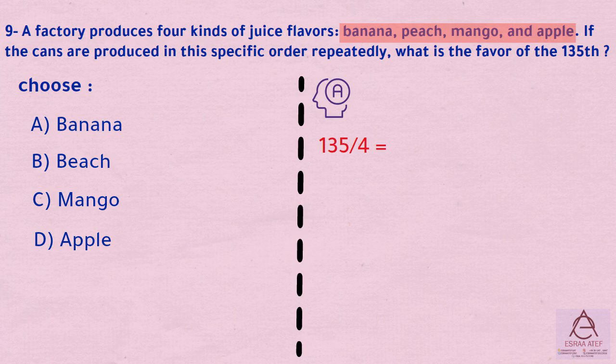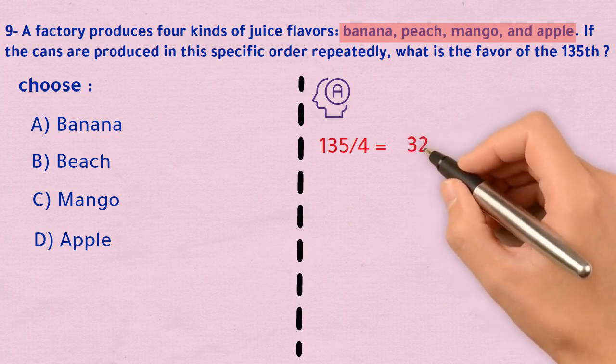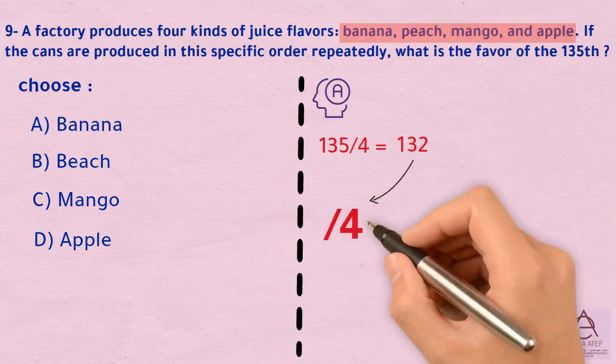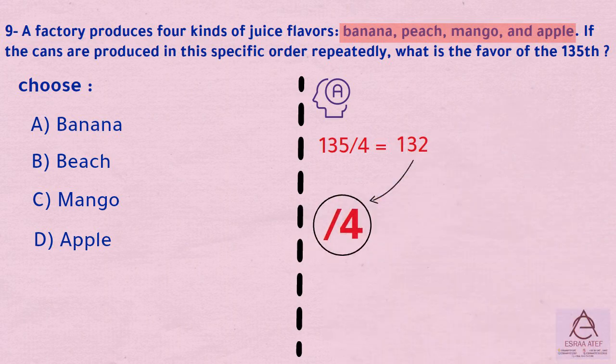How do we solve it in only one step without division or long division? We know from the divisibility table that for a number to be divisible by 4, its last 2 digits should be a number from the times table of 4. So the nearest number to 35 in 135 is 32. So 132 is divisible by 4, and the difference between 132 and 135, the remaining, is 3.